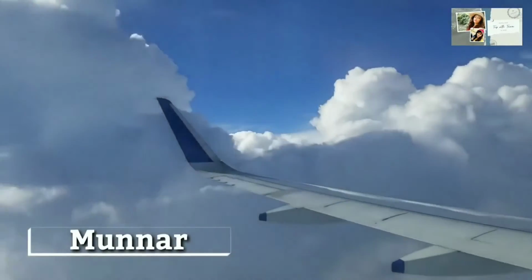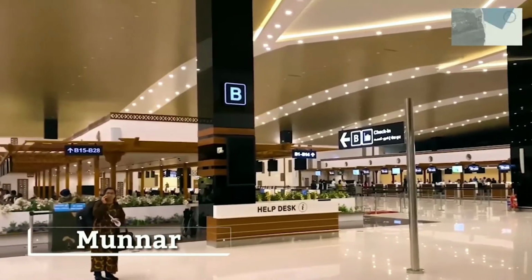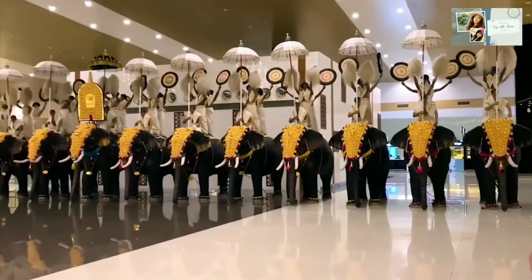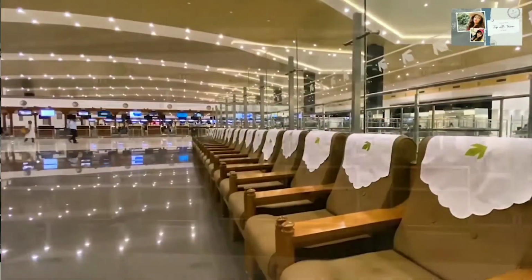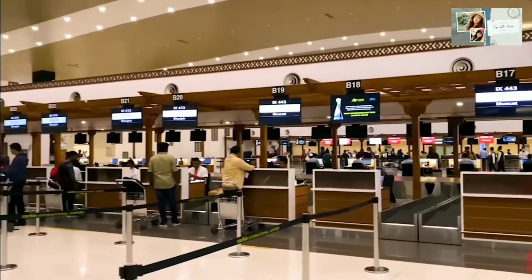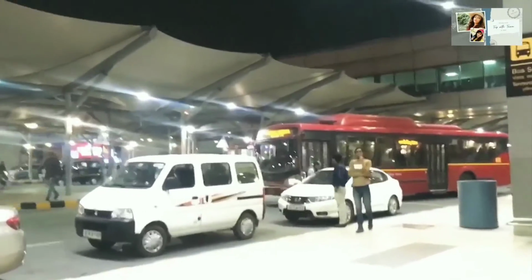Munnar by air. Cochin International Airport, 110 kilometers, about 3.5 hours approx, is the closest aerodrome to reach Munnar. Outside the airport, you will find transfer options like private or shared cabs. By train.